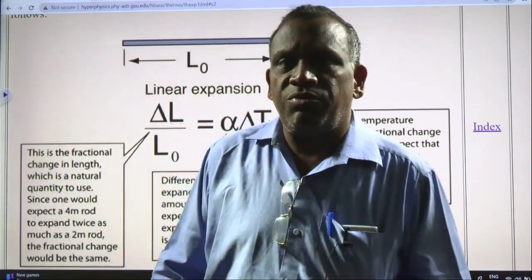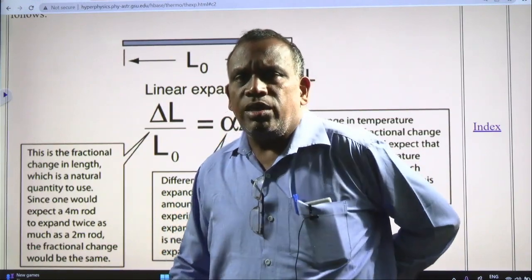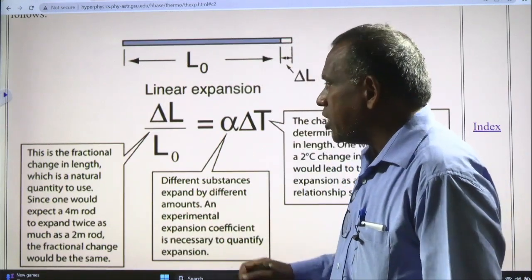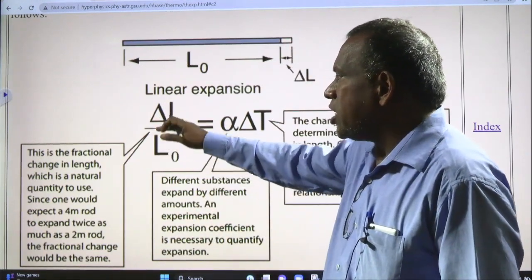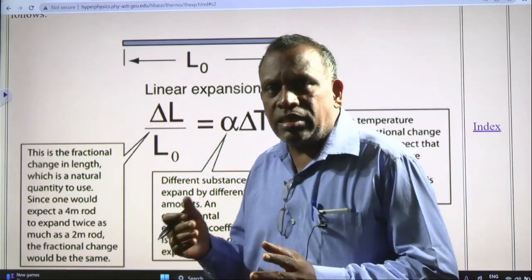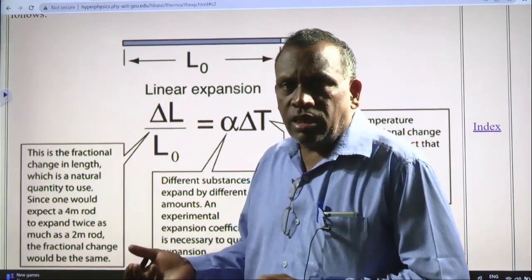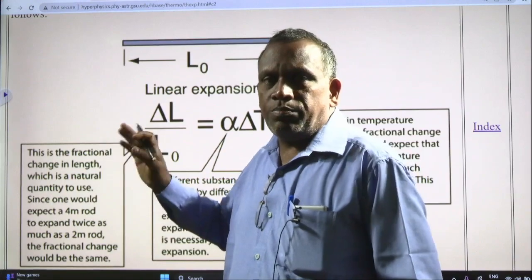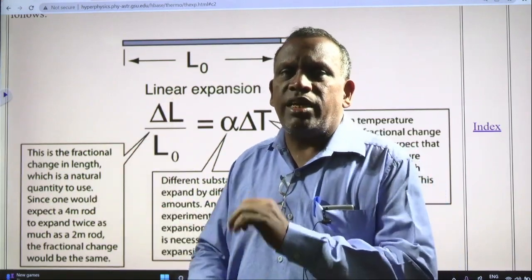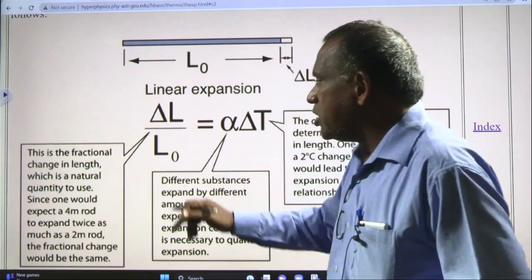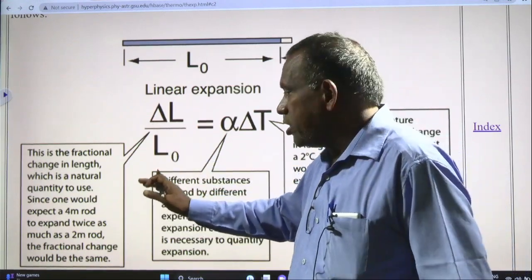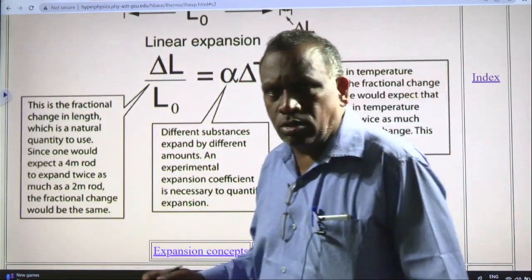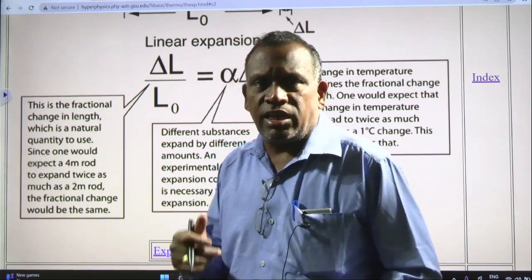For different materials, different expansion is there. That's why we need a constant for every material, that alpha, which explains that. And this is the fractional change in the length. Delta L means final length minus initial length. Let us say the initial length is L0 and the final length is LF. LF minus L0 is delta L. Delta L is the change in length per the natural length. If it increases, the change in length is positive. If it decreases, the change in length is negative.